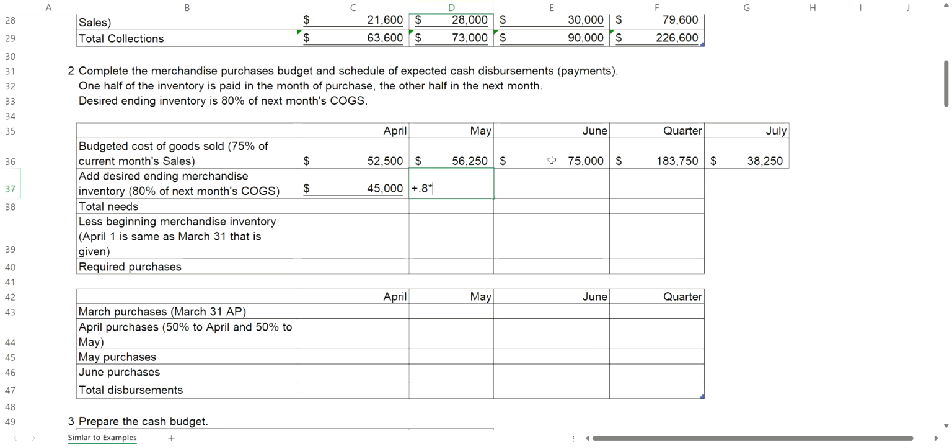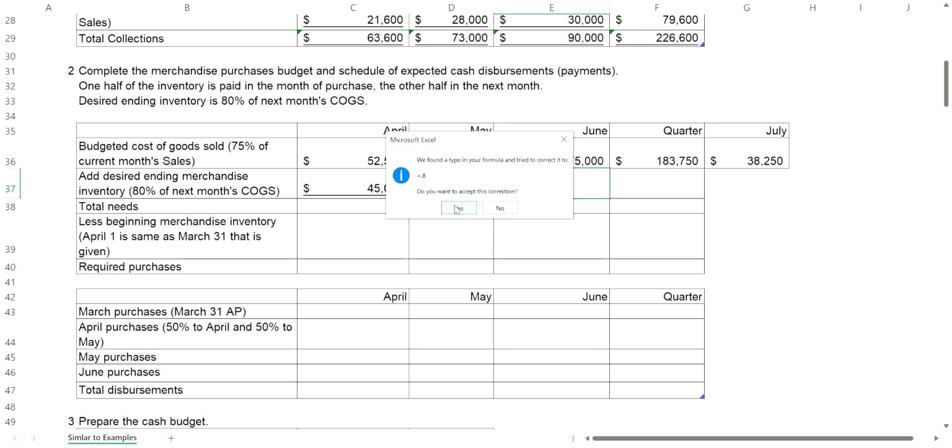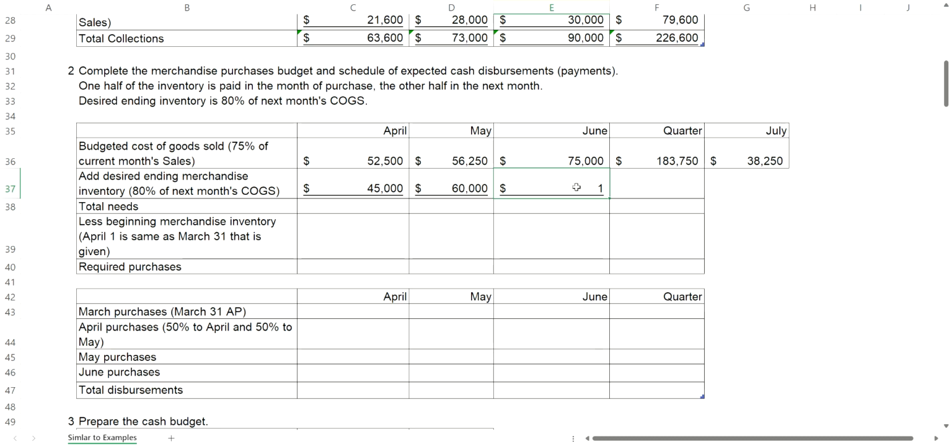For May, I will take 80% of June's 75,000. And for June, I will take 80%. And that is why I went ahead and did July. Don't do this row here because that's a quarter. So I will go out to July's. Try that again, 80% times July's 38,250, and that gives me 30,600. Now I'm going to wait and come back to the quarter column later. Okay, and we're going to add the 2 rows together to get the total needs. And again, I'll come back to the quarter column in a moment.